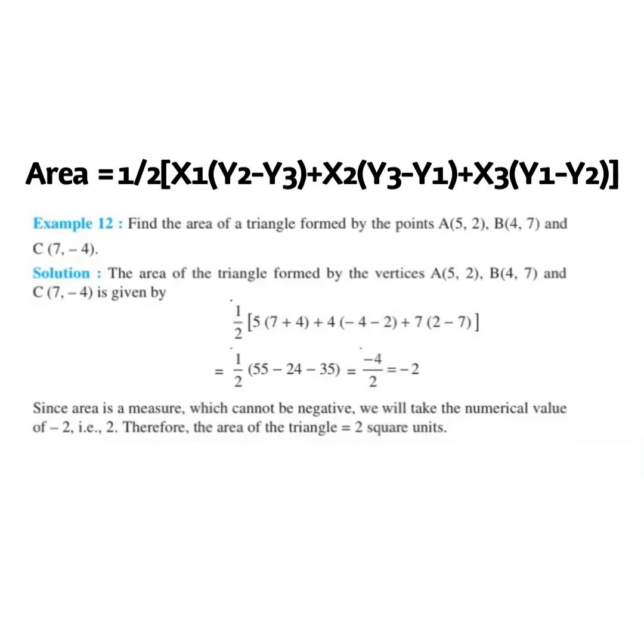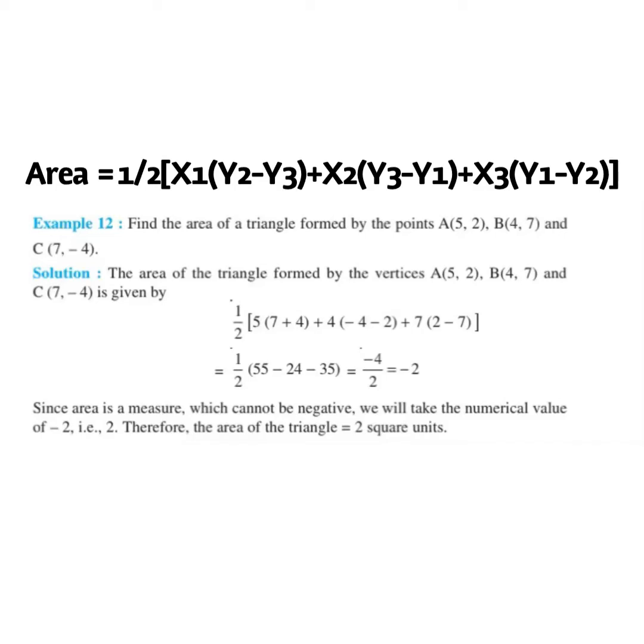Now example 12. Find the area of a triangle formed by the points A (5, 2), B (4, 7) and C (7, minus 4). So here our x1 is 5, y1 is 2, x2 is 4, y2 is 7, x3 is 7 and y3 is minus 4. And we are asked to find the area of the triangle. So what is the formula for area of triangle? Area of triangle is equal to half into x1 into (y2 minus y3) plus x2 into (y3 minus y1) plus x3 into (y1 minus y2).